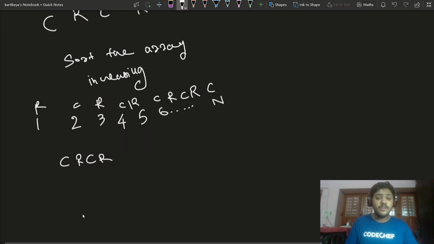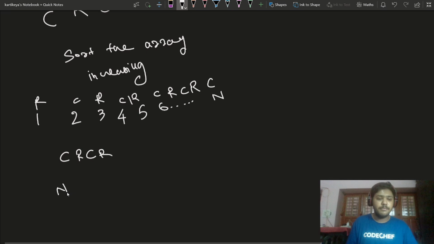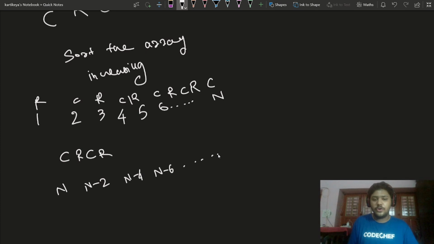So chef would get which numbers? Chef would get the nth number, n minus 2th number, n minus 4th number, n minus 6th, and so on. These are the numbers that chef would pick, because when chef picks the nth number, Roma picks the n minus 1th number. When chef picks the n minus 2th number, Roma picks the n minus 3th number. When chef picks the n minus 4th number, then Roma picks the n minus 5th number, and so on. Okay, because this is optimal for the chef. So this would be the sequence of moves.